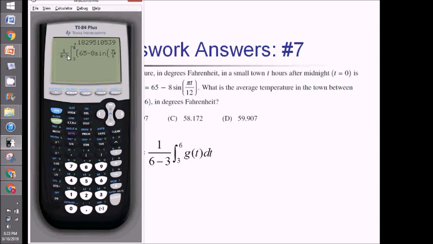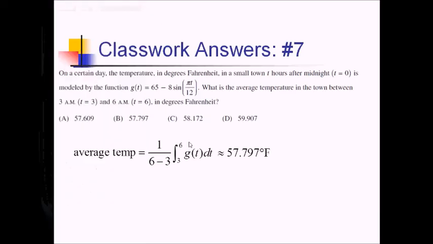1 over 6 minus 3, here's my integral from 3 to 6. Here is the rest of the stuff in my integral, and I used that fancy fraction, alpha y equals, to get that going on. dx, don't forget the differential there. Pressing enter, that comes out to 57.797. That's degrees Fahrenheit. So just carefully pick your answer choice here because these all kind of look similar. That's going to be choice B.